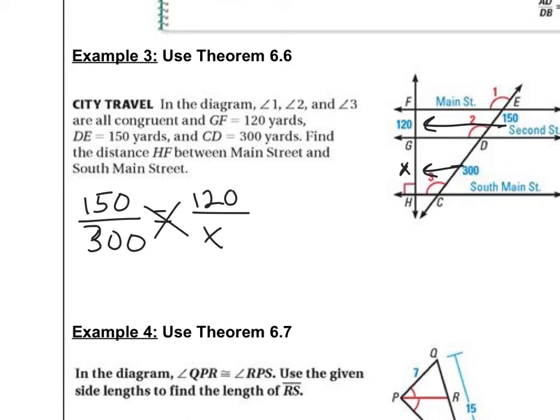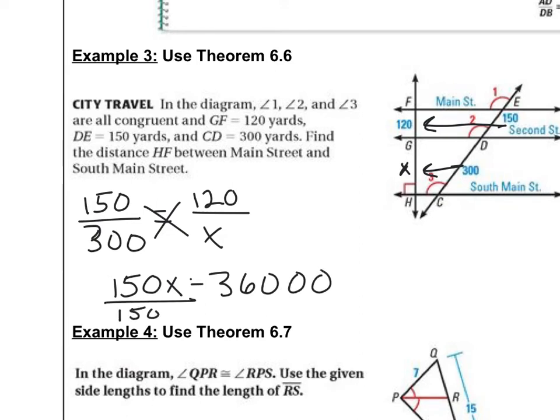Cross multiply, I'm going to get 150X equal to 36,000. Divide by 150 on both sides, and we should get X equal to 240. Unfortunately that is not where we have to stop, because that is not entirely what they are asking for.